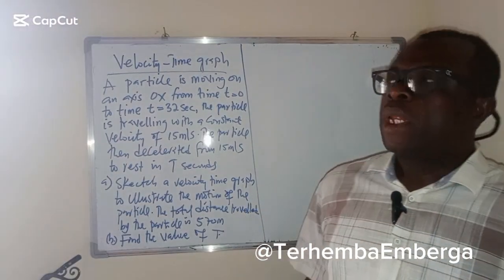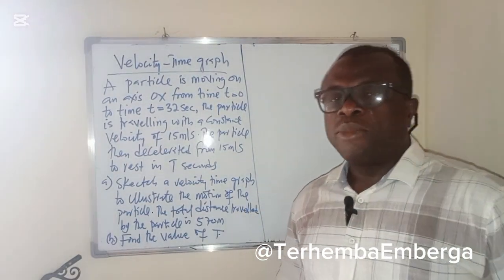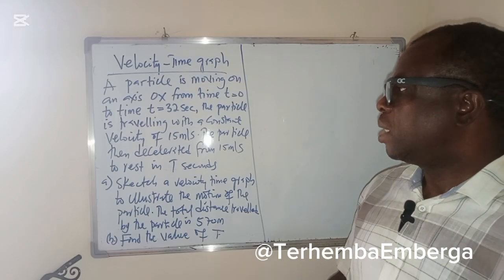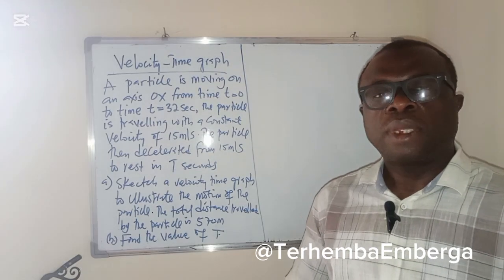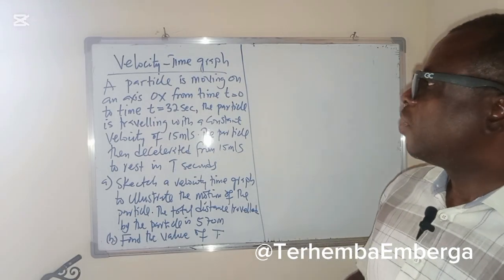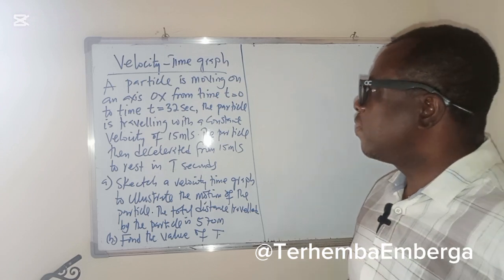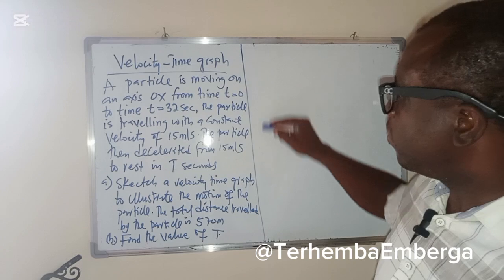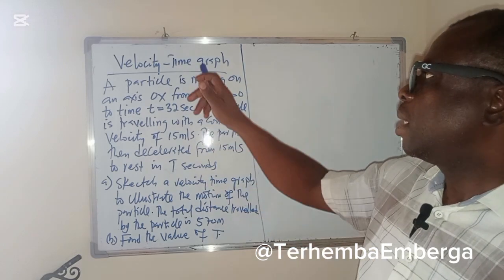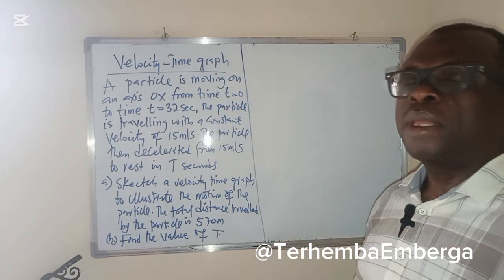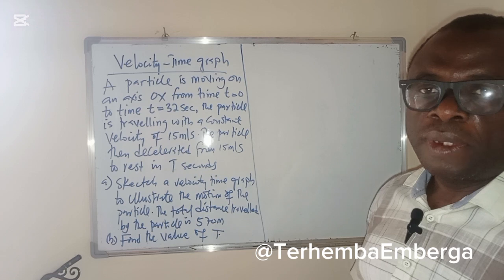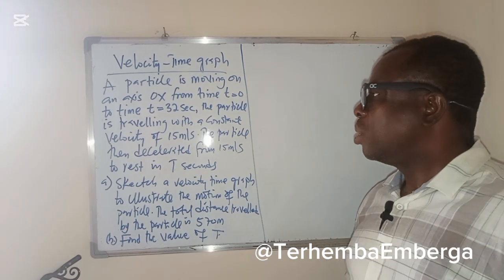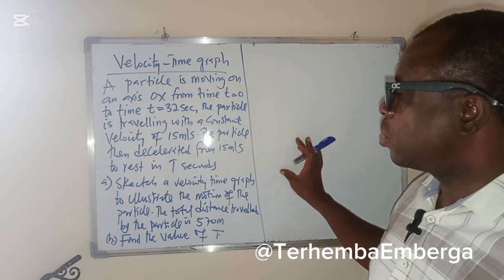Today we'll also be looking at velocity time graph, which describes acceleration. Velocity time graph means velocity is plotted on the vertical axis and time is plotted on the x or horizontal axis. So there's a problem here that we want to solve.